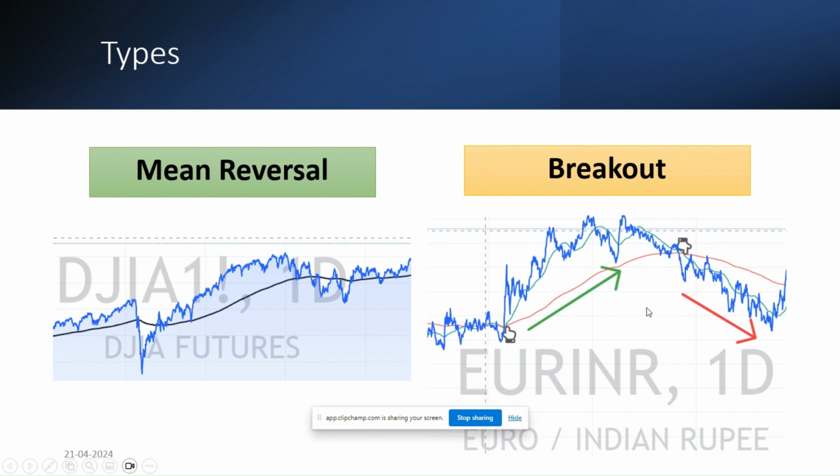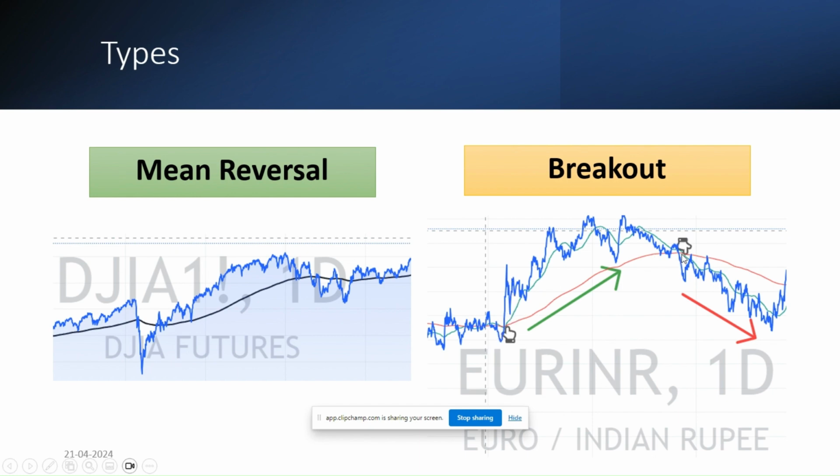For the case of a breakout trading system, we have two mean values. One is the higher time mean value, that is in this case the 200k moving average, and it has a shorter term mean value, that is the 50k moving average. This is a Euro INR 1T chart. As we can see, whenever the shorter term mean is crossing above from below to the higher term mean, then we can see it's a bullish trend.